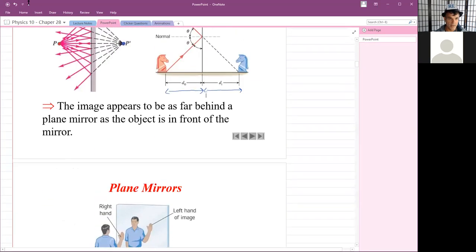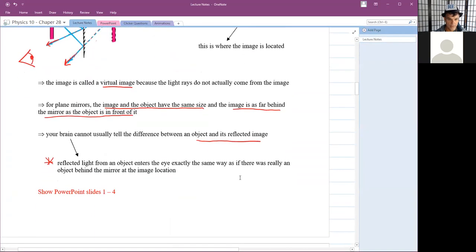Let's not talk about that part. So, pretty interesting again. Your brain does not know that light bends. Your brain always, always, always assumes that light travels in a straight line, and it basically projects that line back, and where it looks like that light originated from is where you see the image.